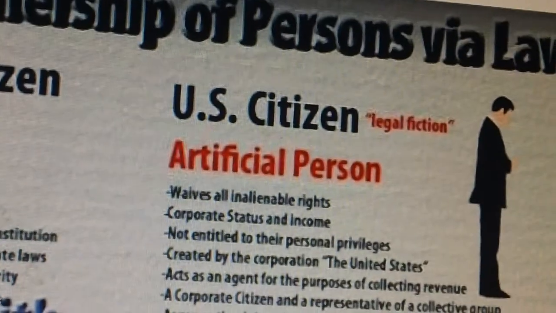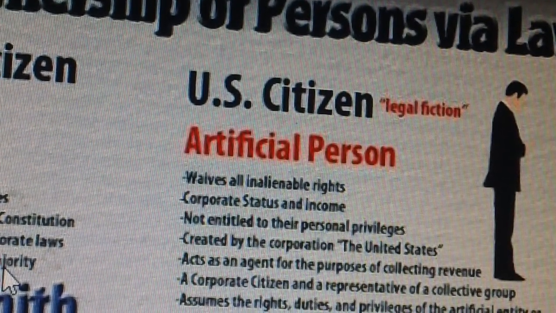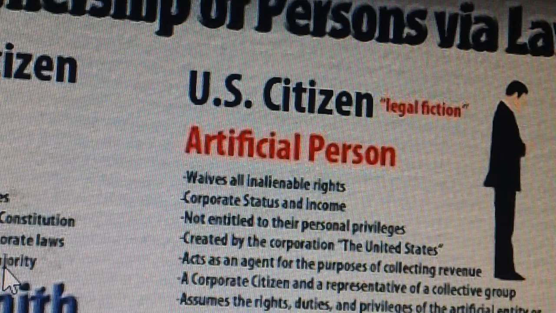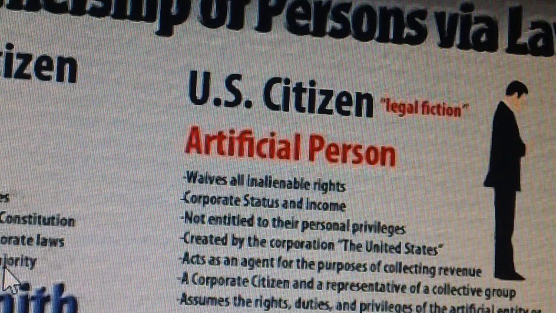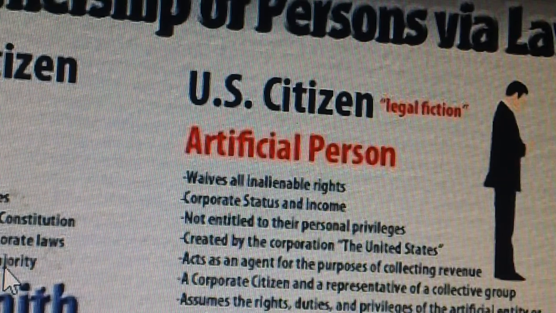Let's go over here to this U.S. citizen. U.S. citizen is legal fiction, artificial person. Waives all inalienable rights, corporate status, and income, not entitled to their personal privileges created by the corporation. The United States acts as an agent for the purpose of collecting revenue. A corporate citizen with a collective group assumes all rights, duties, and privileges of the artificial entity or association of which they are agents or officers, and they are bound by its obligations. Okay?